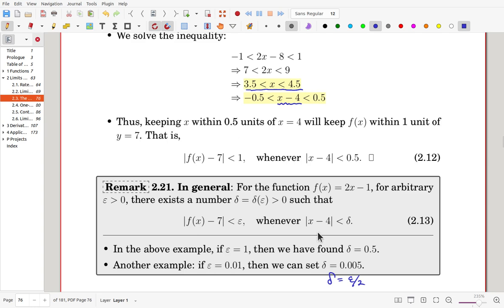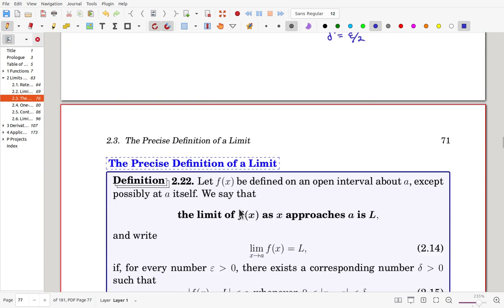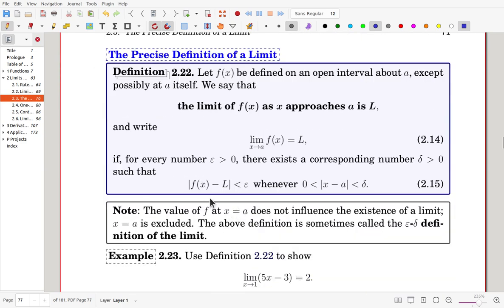So once x is close to 4, then the value of f at x is close to 7, and this holds with arbitrary tolerance. So from this observation, we can define the limit more precisely in this way.